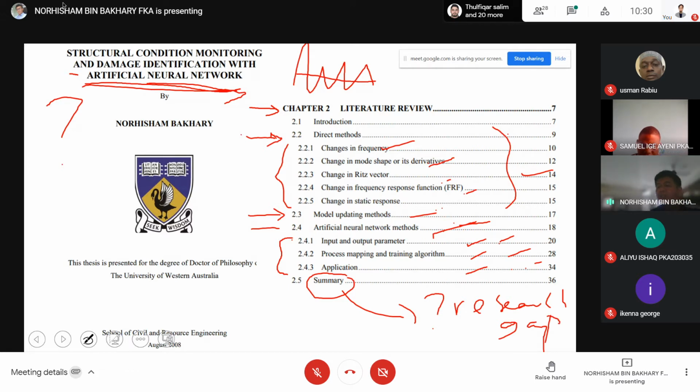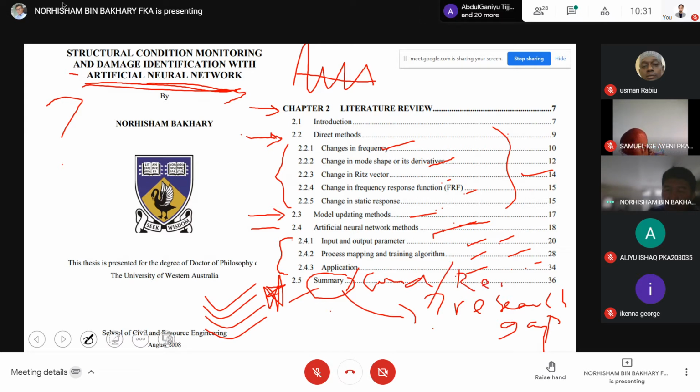Okay, so in your literature review, you also must have this category in your thesis. You must also be able to categorize your reading, and this is very, very important. You must be able to summarize, and all your research gap must be explained in this summary, or sometimes people call it conclusion, or some people call it remarks. It depends. You can choose one.